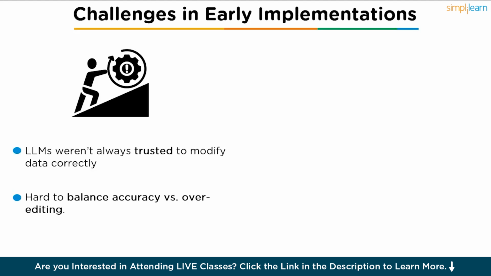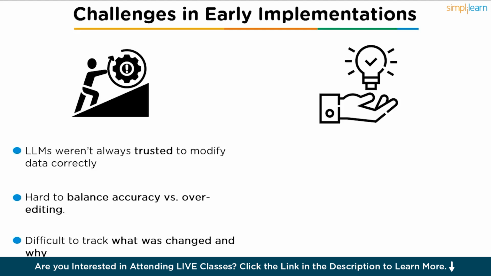Striking a balance was difficult. Over-editing could erase relevant data, while under-editing risked leaving outdated or incorrect information untouched. Next, we have change tracking problems. Early systems lacked mechanisms to properly track what was being updated, making it hard to ensure consistency in memory revisions.